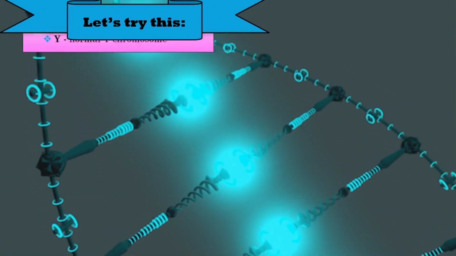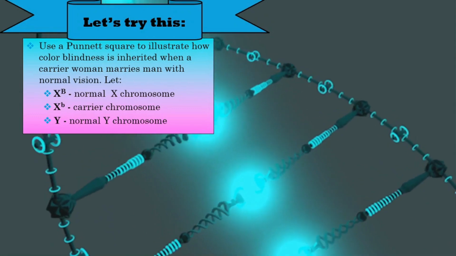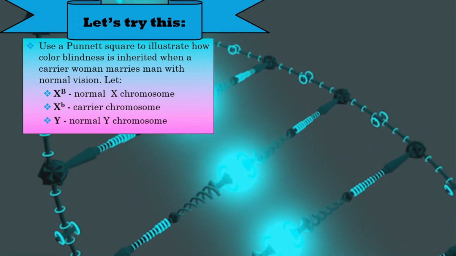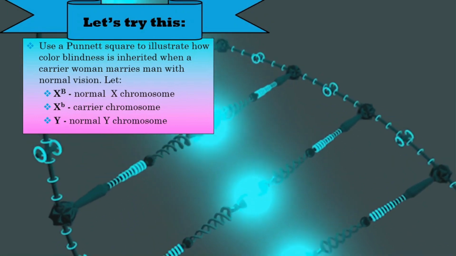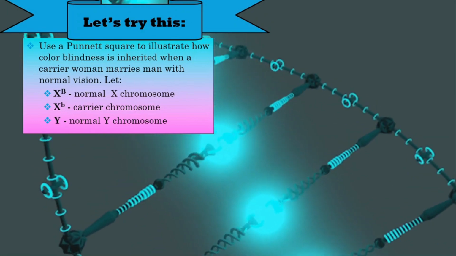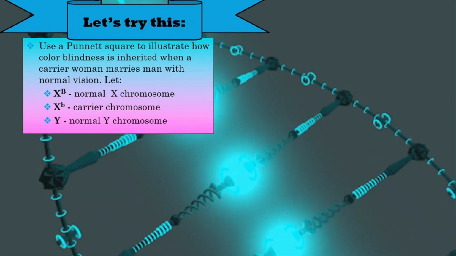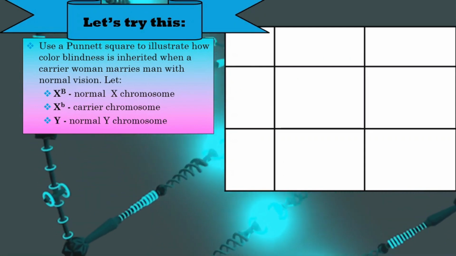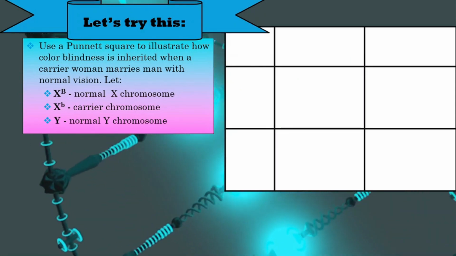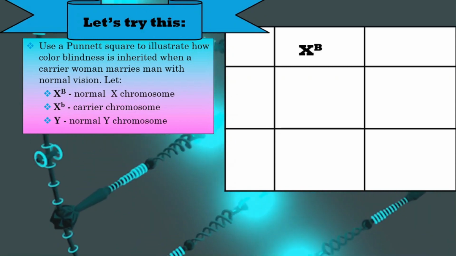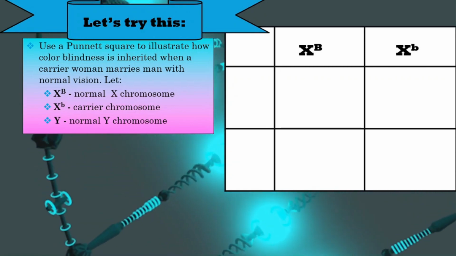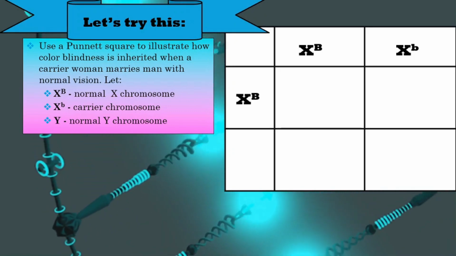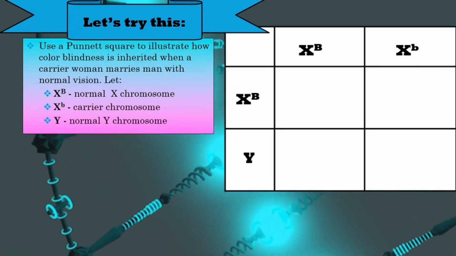So let's try this. Using a Punnett square, illustrate how colorblindness is inherited when a carrier woman marries a man with normal vision. Let X with an exponent of capital B stand for the normal X chromosome, X with an exponent of small b the carrier chromosome, and capital Y for the normal Y chromosome. So this is the Punnett square. Now put the alleles in the top part of your Punnett square. Put the alleles of the carrier woman, X capital B and X small b. For the man with normal vision, the normal X chromosome, then the normal Y chromosome. So cross these two alleles.